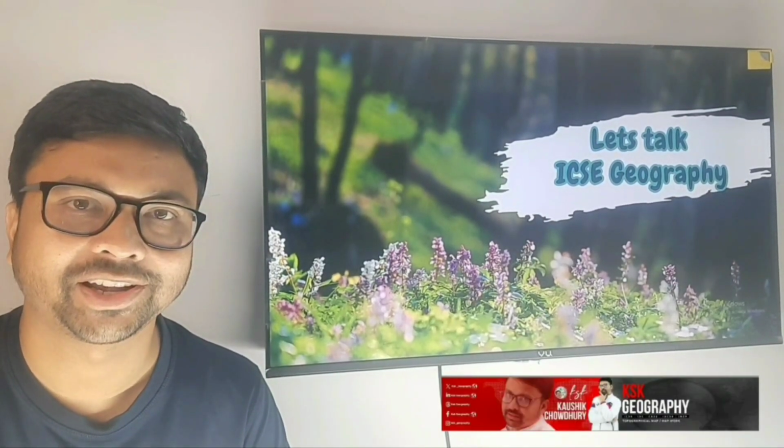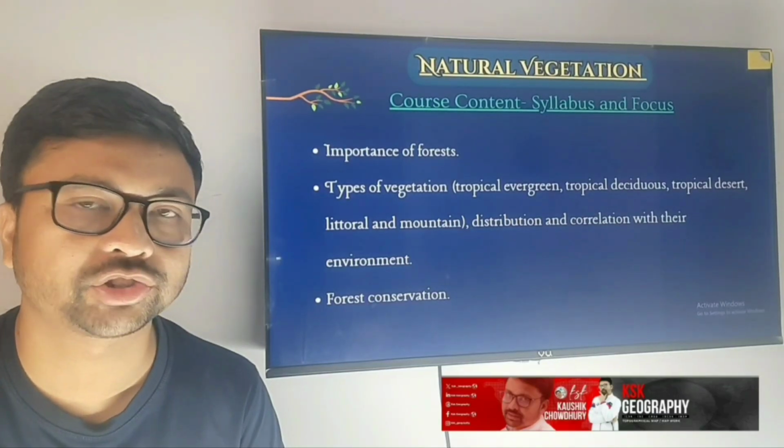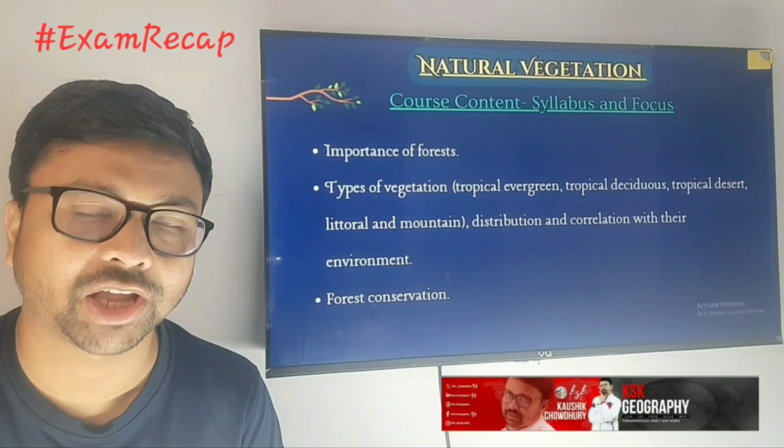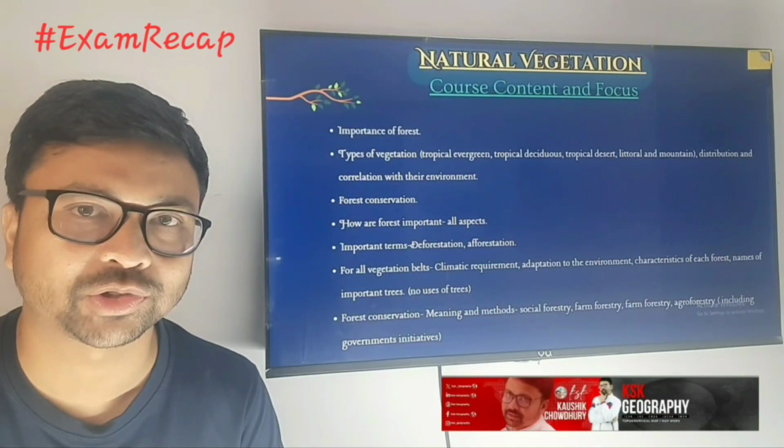Let's start the chapter Natural Vegetation. It's one of the easiest chapters, and these are the things you need to study from this chapter that are already mentioned in your syllabus. But as you know, I'll go into much more detail about what things you need to study and how you have to study, right?